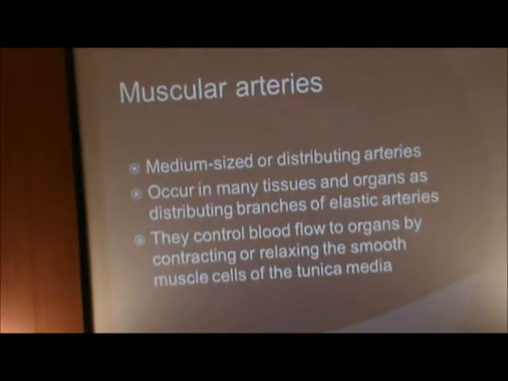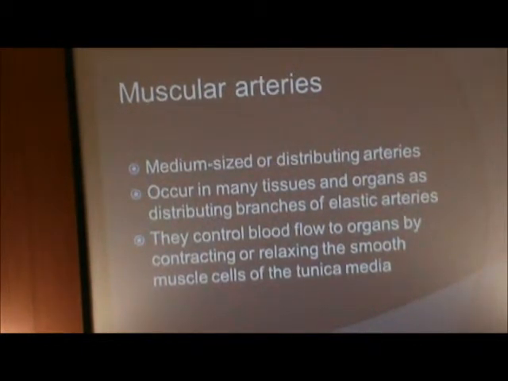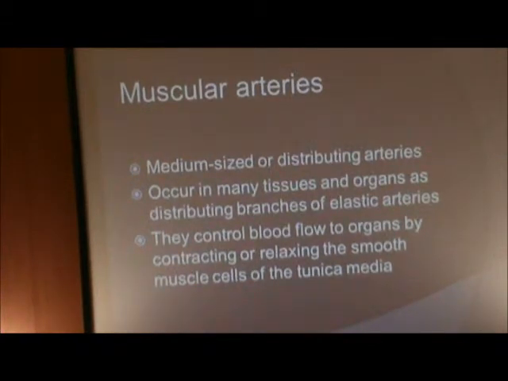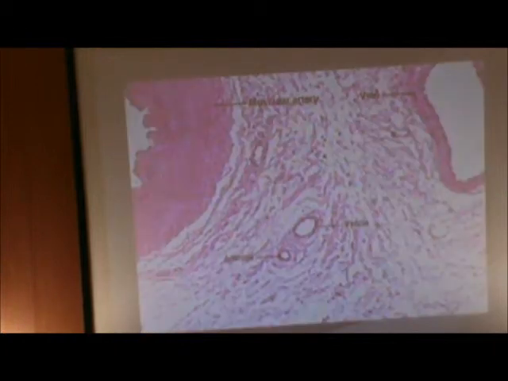Next type of arteries, muscular arteries, they are narrower than elastic arteries, and they are medium-sized arteries, called also distributing arteries. This type of arteries control blood flow to organs by contracting or relaxing smooth muscle cells which are located in the tunica media. Usually muscular arteries, they are branches of elastic arteries.